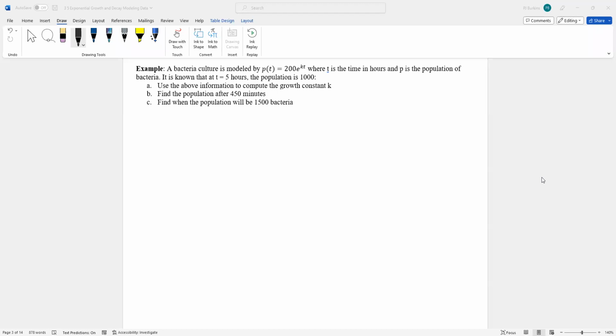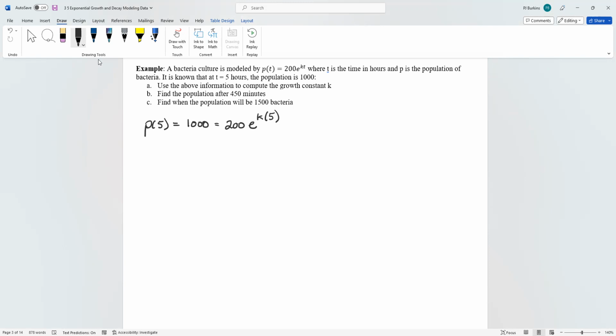Here's another example. This time they've given us the model. We don't have to create it. And they also tell us that T is specifically in hours, and P stands for the population of bacteria. They also know that when T is 5 hours, the population is 1,000. So that means that P of 5 has to equal 1,000. And we also know that P of T, or P of 5, is equal to 200 e to the k times t, and in this case, t is 5.